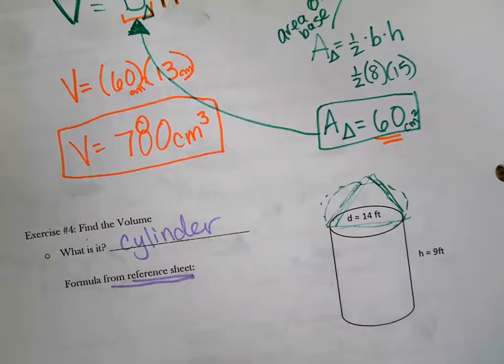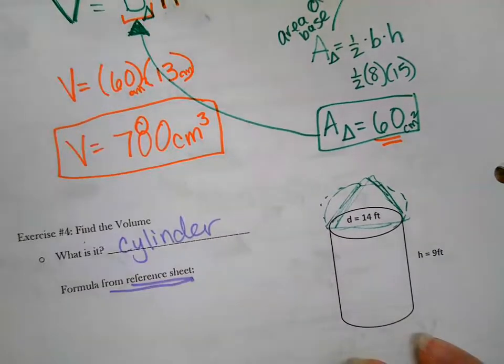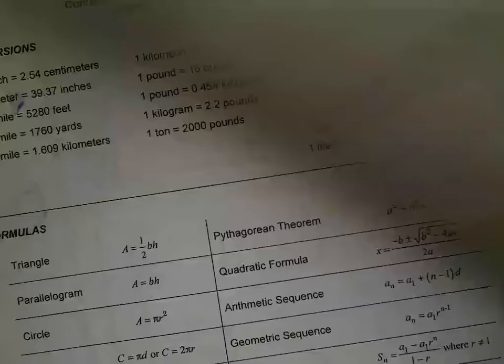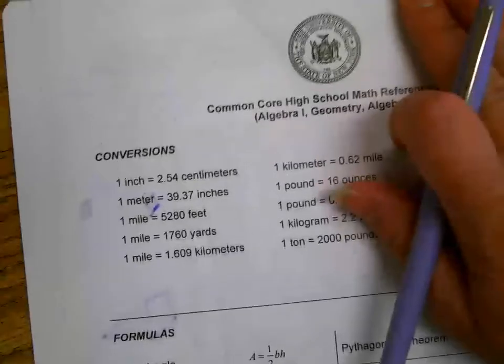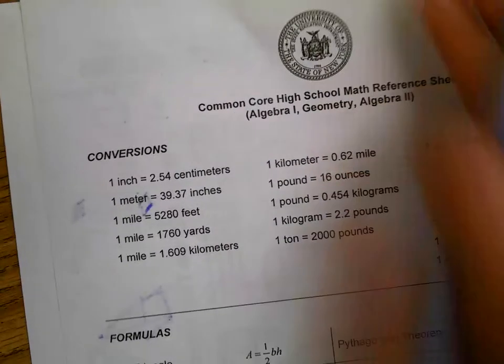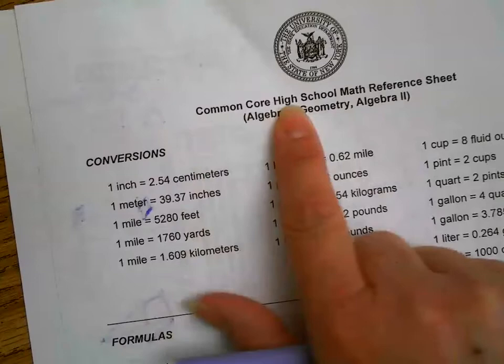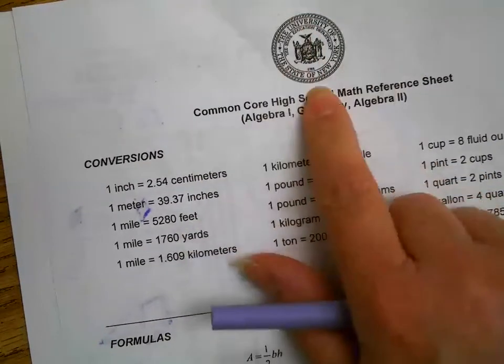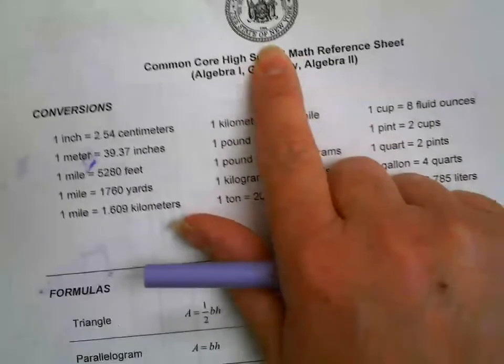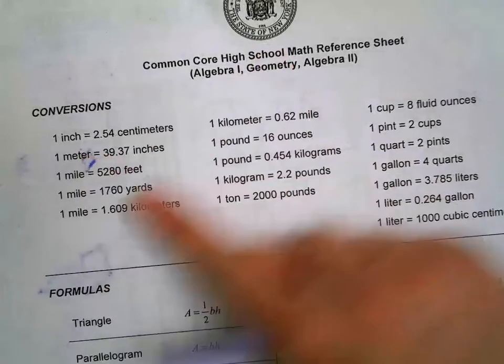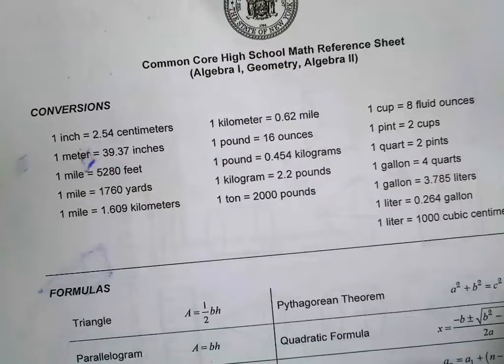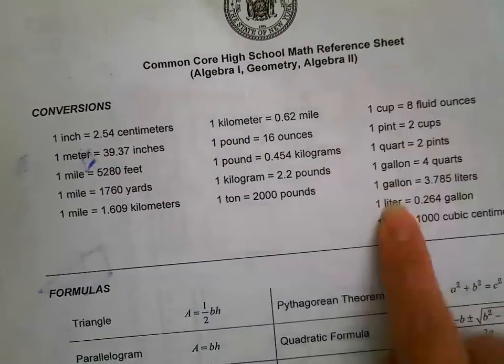And formula from your reference sheet, it's a page I kind of skipped in your packet already. You flip back 2 pages. The back of the front page in your packet is your Common Core High School Math reference sheet for New York State. Okay, so this is your New York State reference sheet. We're going to look at some of these conversions in the next few days. You might have seen a quart, liter, pint back in middle school math.